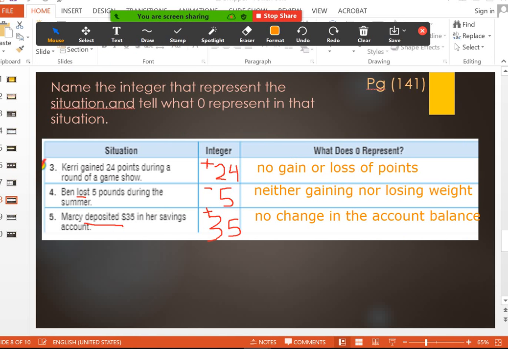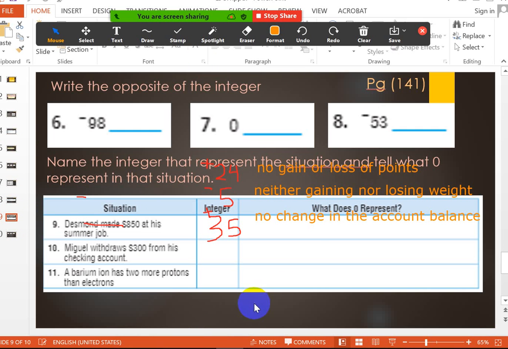Okay, why didn't we write the opposite? Because here he didn't ask me about the opposite. I just want to write the number or the integer. Now we will do the opposite. I think Jawhara asked me. Okay, now let's move to the next one, which is number 6.